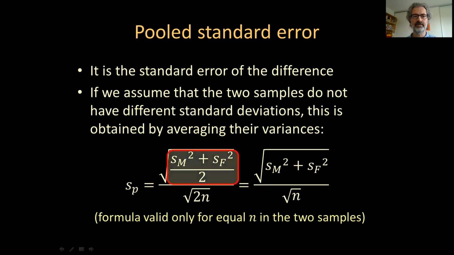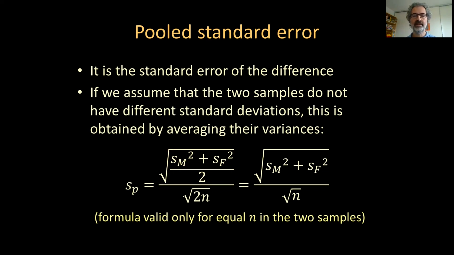So if you look at this part here, this is the average of two values, and this value here, the square of the standard deviation for the boys, is the variance of the scores for the boys, and the square of the standard deviation for girls is the variance of the scores for girls. So this is the average variance of the two groups. And then we apply the square root so that it becomes like a standard deviation. That is the pooled standard deviation for the two groups.